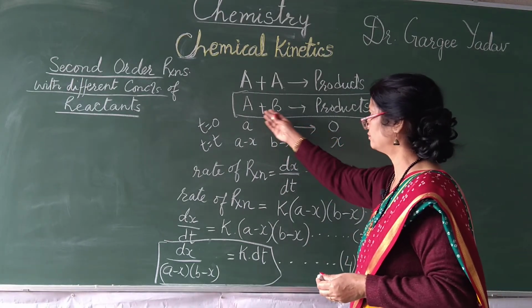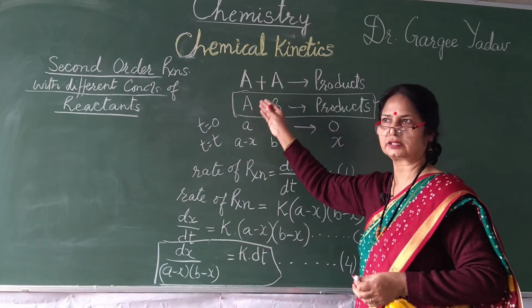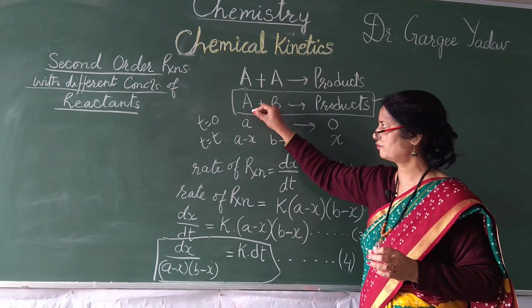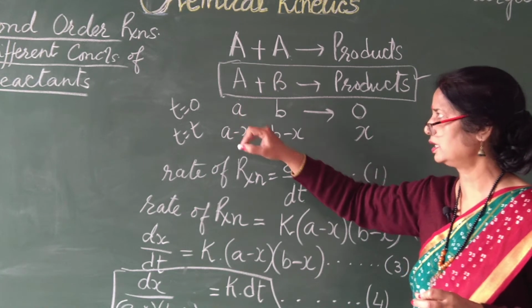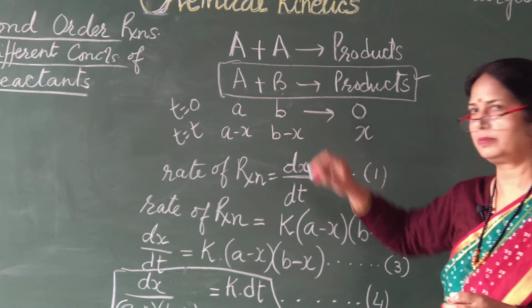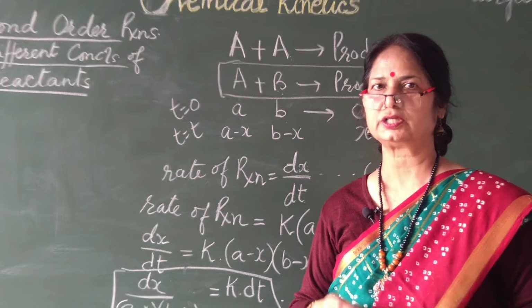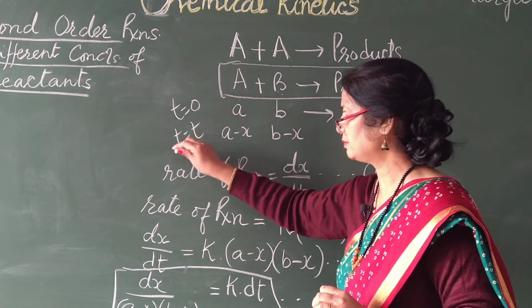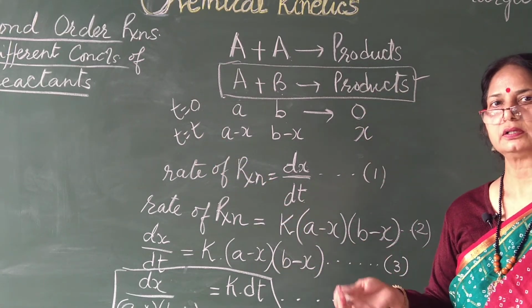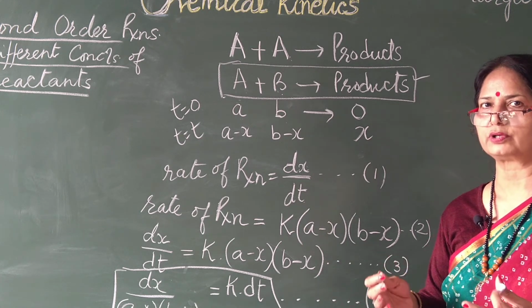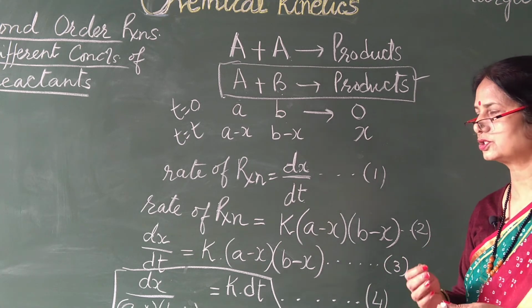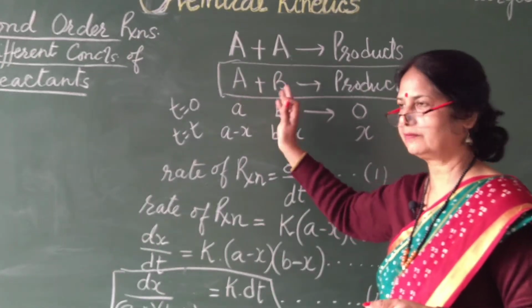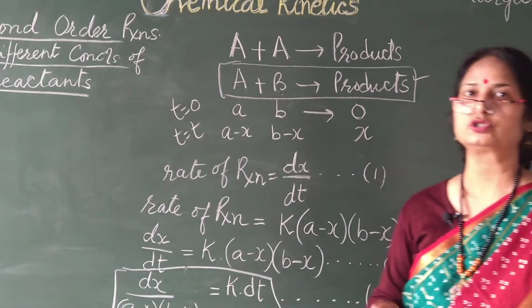Suppose we take this type of reaction in which the two reactants are A and B, and let us assume that the initial concentration of A is small a, and the initial concentration of B is small b. Initial concentration means when the reaction is just about to start at time 0. So after time t, what will happen? Some amount of A and B will decompose and form product, and let the concentration of the product formed be x moles per liter. So the amount of A and B left will be a minus x and b minus x moles per liter.